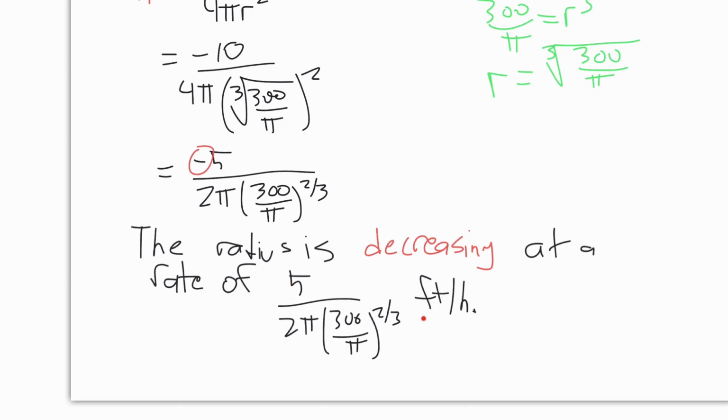Also, make sure that you include units and make sure they're proper. Radius is going to be just measured in feet, so that's why you put feet per hour instead of maybe feet cubed per hour.